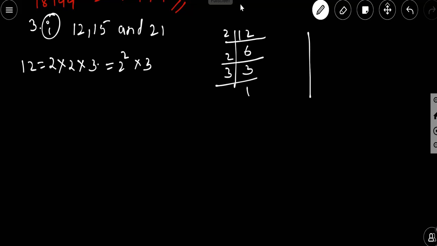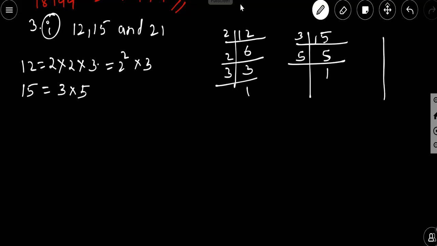Next we'll find it for 15. 3 fives are 15, then 5 ones are 5, because 5 is a prime number, divisible by itself. So for 15 we write 3 into 5. The next one is 21. 3 sevens are 21, and 7 is a prime number, so 7 ones are 7. So 21 I'm going to write as 3 into 7. So these 3 numbers we have taken.